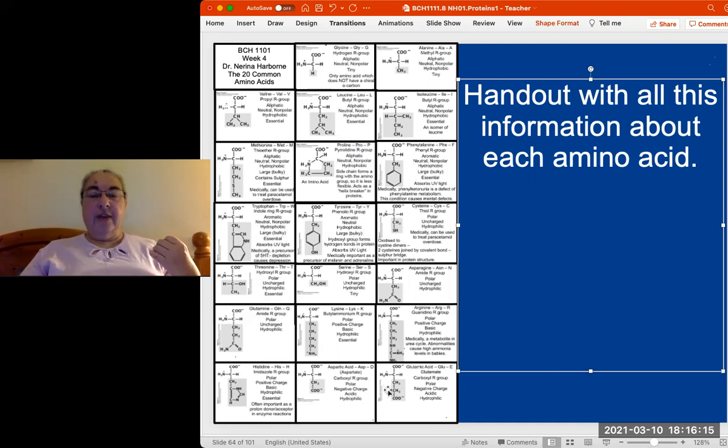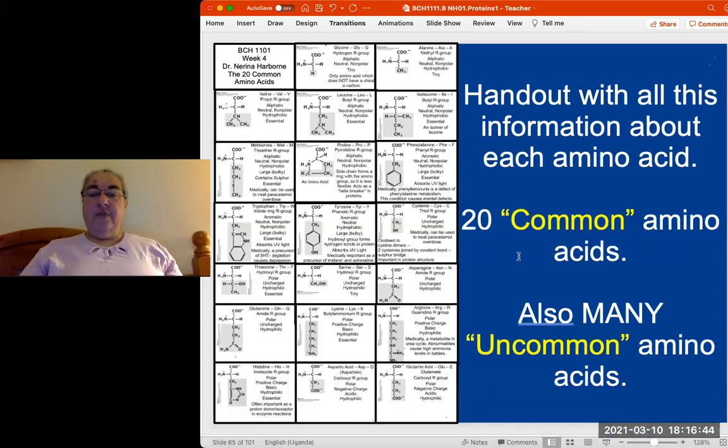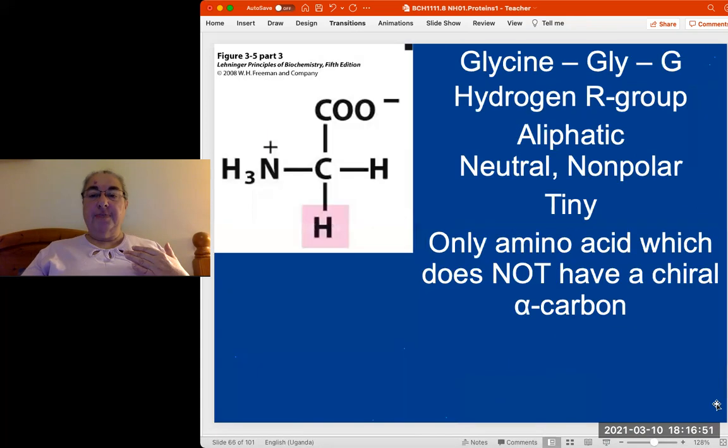So you can download that from the LMS. And if you're the sort of person who likes learning things by heart, learning amino acid structures and properties is one of the things that might be useful for you as you go through your biochemistry, if you know those names and structures and properties. So you can learn those if you want to, and that handout will be useful to you for that. Okay, so these are the 20 common amino acids. Please do also remember that there are also many uncommon amino acids.